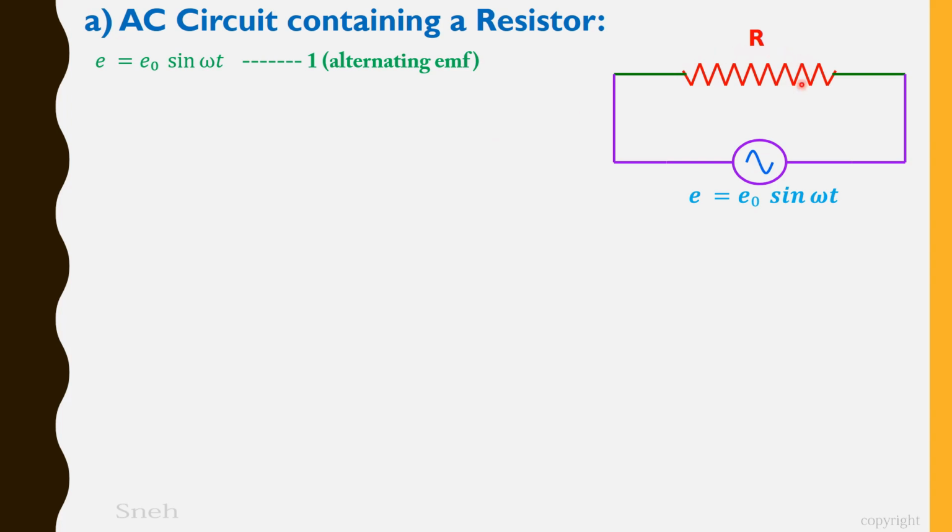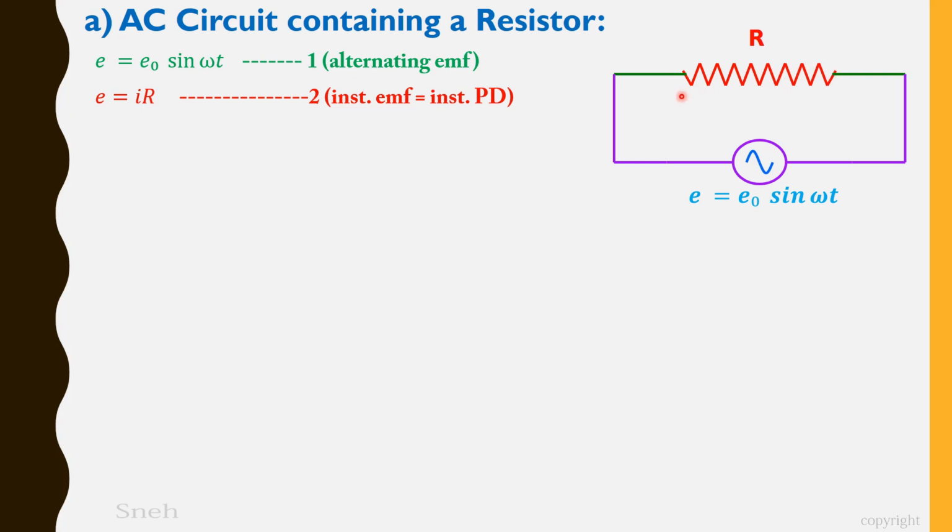As we are applying alternating EMF to the resistor, the current which is flowing through this is also alternating, and it is varying its direction constantly. A certain EMF is developed across this R, or in other words, the instantaneous EMF is present across this R, and this instantaneous EMF is equal to the instantaneous potential drop across this resistor.